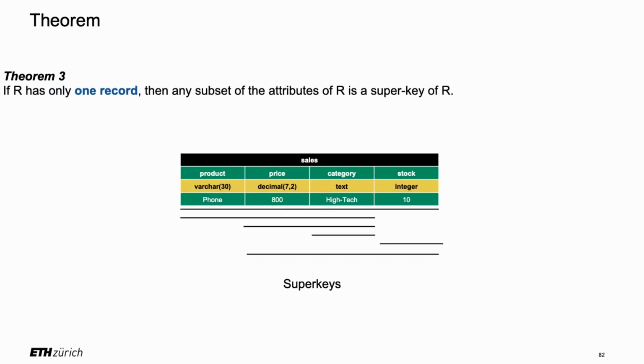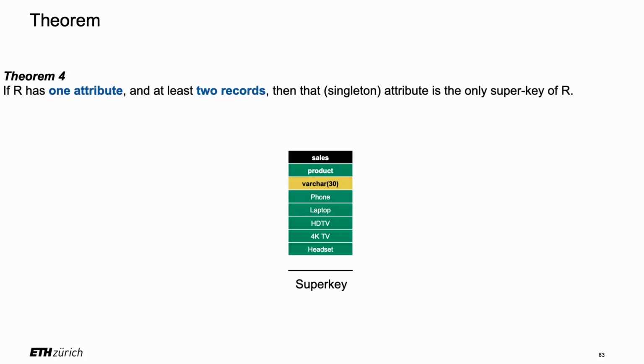If you take a table that only has one record, then it's also the case that any set of attributes is a super key, right? Because you're asking, can you identify the tuple? Well, there's only one tuple. So of course you can identify the tuple. I don't even need to give you anything. So that's also a theorem. If the table only has one record, then any set of attributes is a super key. Who agrees? Right? Okay. Now let's take a table with just one attribute, only one attribute and at least two records. Then there is only one super key, and that's this attribute as a singleton. Who agrees?